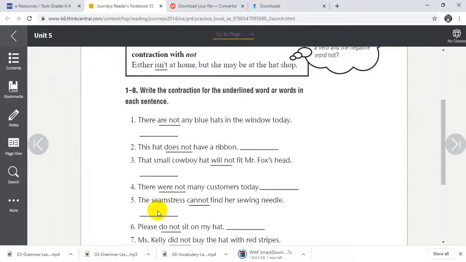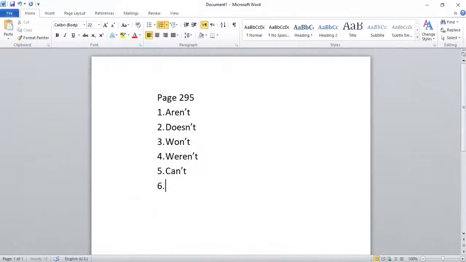Number 6. Please do not sit on my hat. Do not. Do not will become what? Don't, right? Don't.